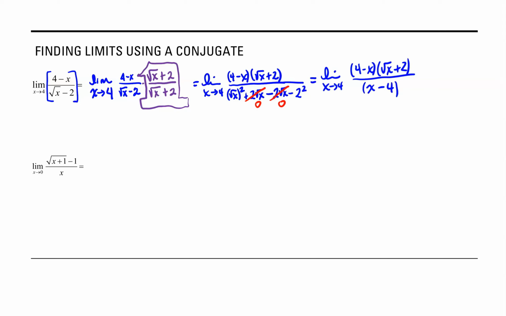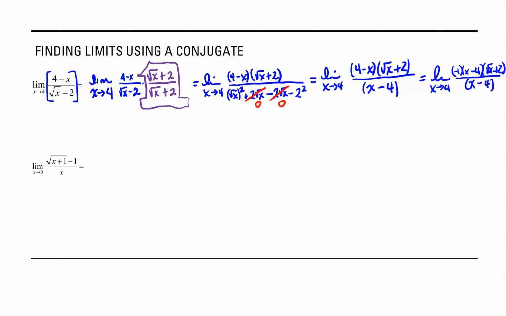Now, we might be tempted to say that 4 minus x and x minus 4 simplify to 1, and they don't because the signs are opposite. So what we can do is we can factor out a negative 1. So I'm going to factor out my negative 1. So I get the limit as x approaches 4. My numerator, I will have negative 1 times x minus 4 times square root of x plus 2 over, my denominator will be x minus 4.